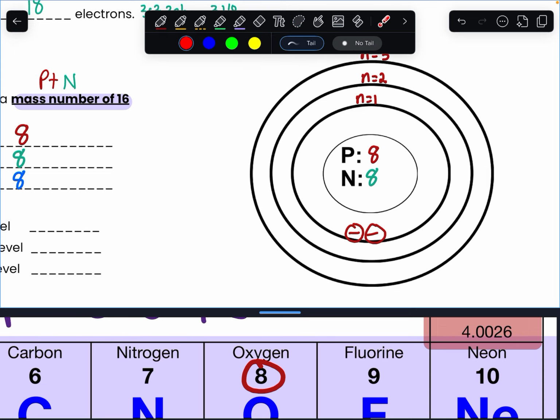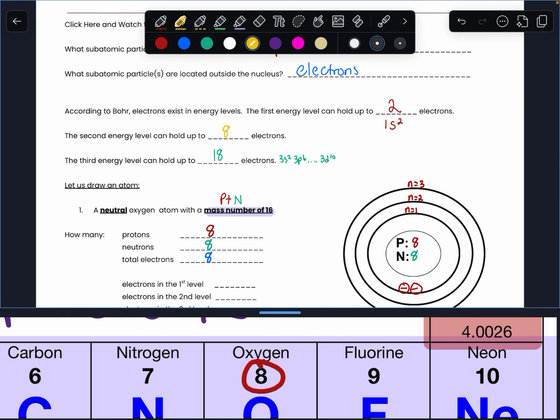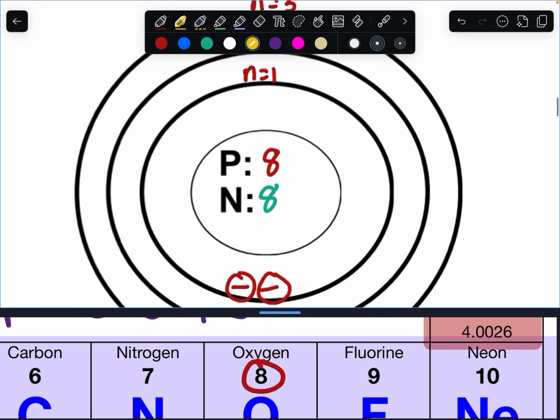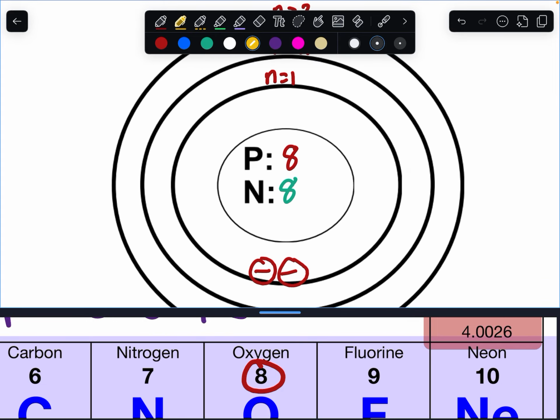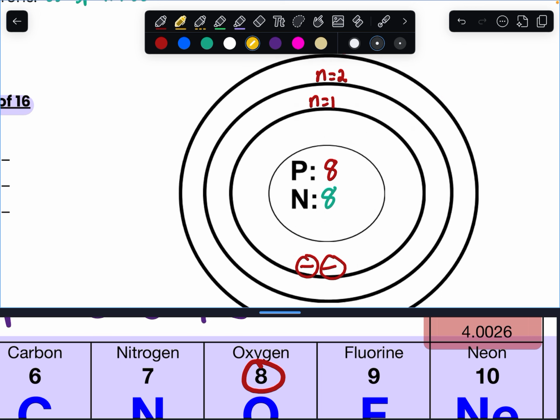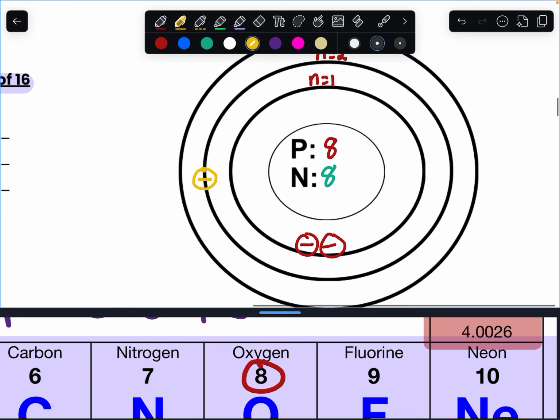So the next thing we're going to do is we have 2 down, we've got 6 to go. That means we're going to move on to the next energy level, which is n equals 2. In n equals 2, we can fit up to 8 electrons, and we only have 6 left to give. So we are going to draw out the remaining electrons in the second energy level. As you remember, in the second energy level, we can fit up to 8 electrons. I'm going to draw them on their own first, because there's more than 1 orbital in this energy level.